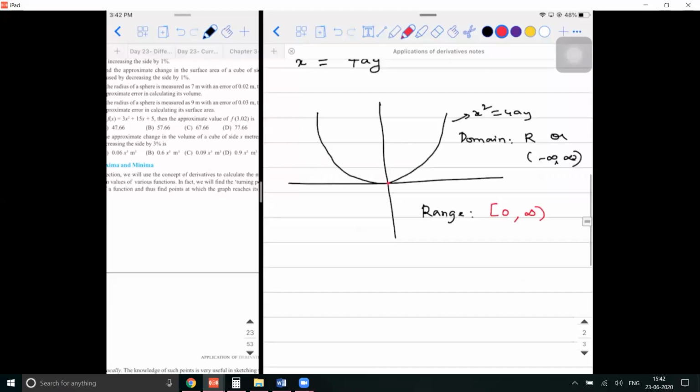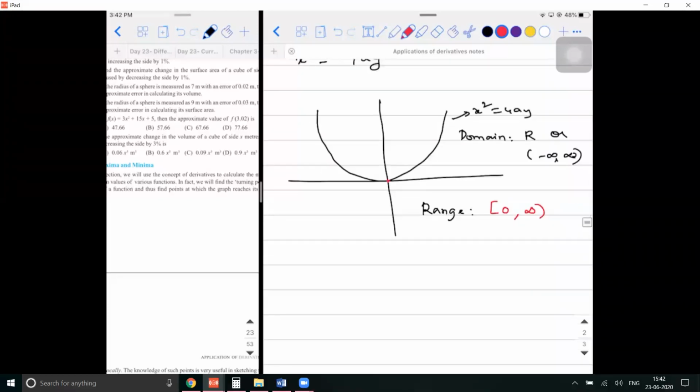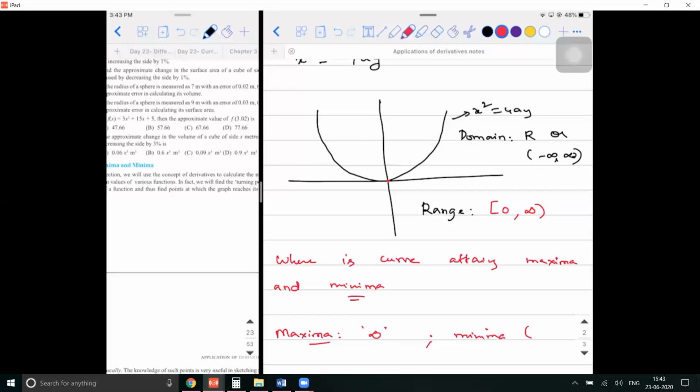Now, if I put a question like this, looking at the graph, you need not know anything about differentiation or anything related to the curve. If I say you have this particular shape, tell me where the curve is attaining maxima and minima. Maxima is attained only at infinity. Minima is attained at 0. Very good.